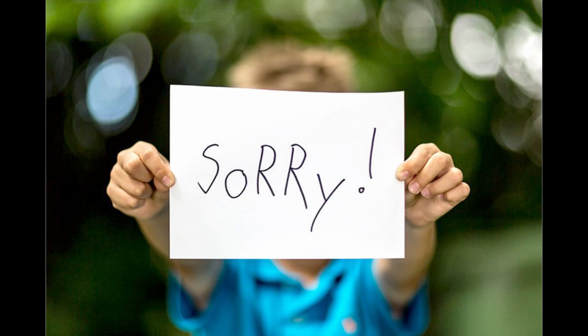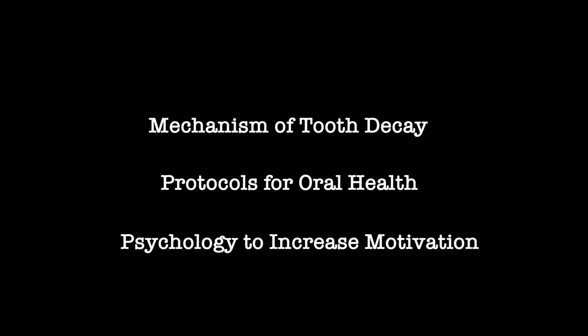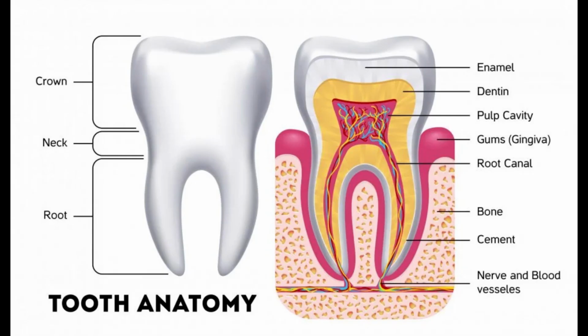But in this video, we will look at the brief mechanisms of tooth decay, current protocols for maintaining oral health, and psychological tools to increase motivation in implementing those protocols. So, first things first, what is the anatomy of the tooth? Well, it's composed of 3 layers. The outermost layer is the enamel, underneath that is the dentin layer, and underneath that is the pulp where nerves and blood vessels are stored.